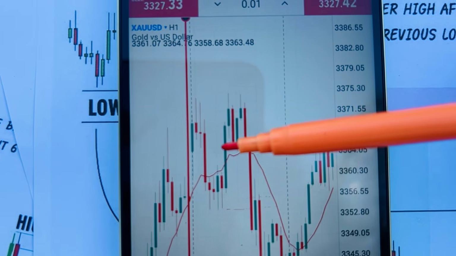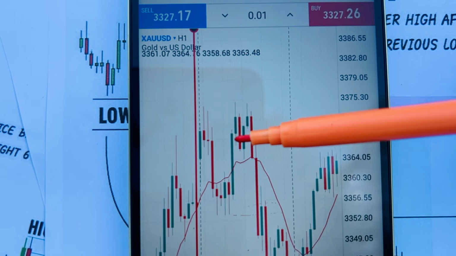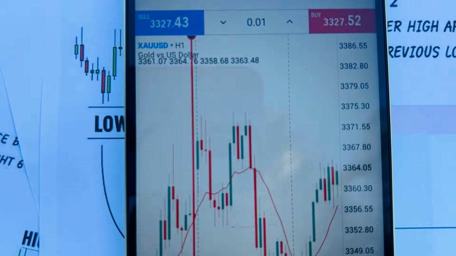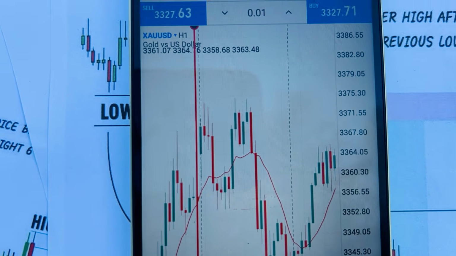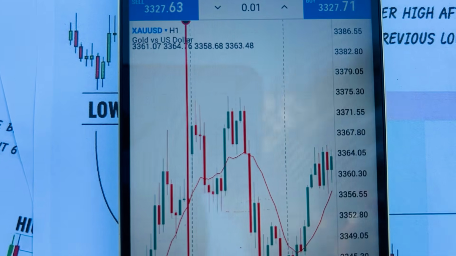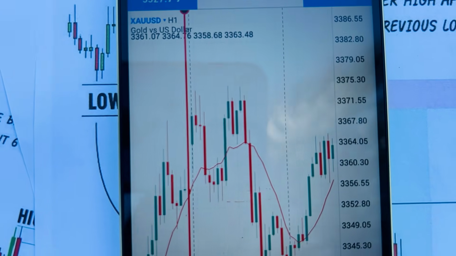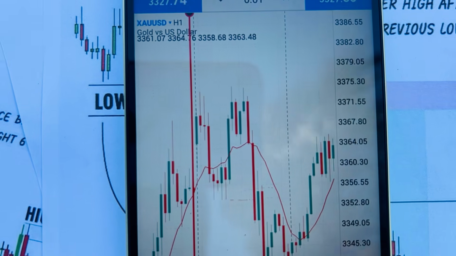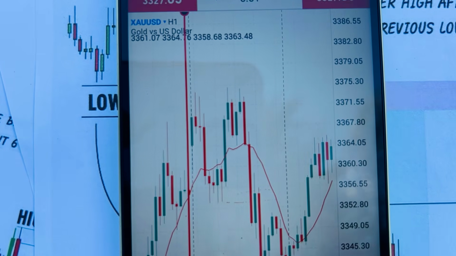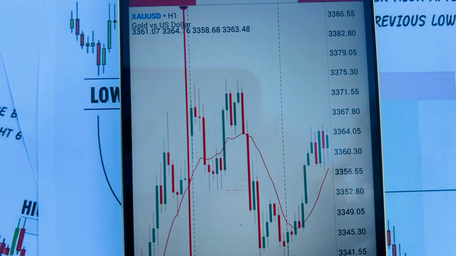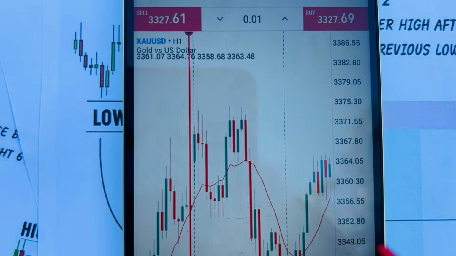We can combine the patterns, like M patterns. This is an M pattern. You can see we can also use the resistance area here to actually get those sells. We can also apply ICT, SMC, order blocks, fair value gaps, breaker blocks. We can add those just to actually get an entry, change of character, and we can just use that to actually add here.